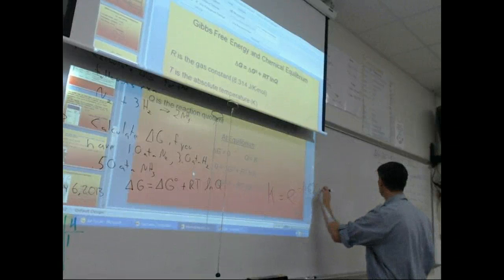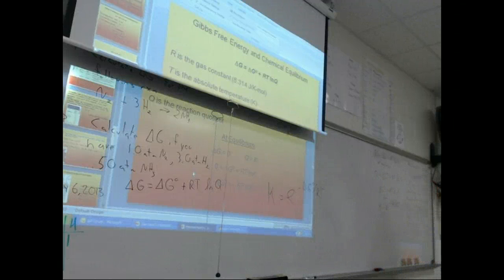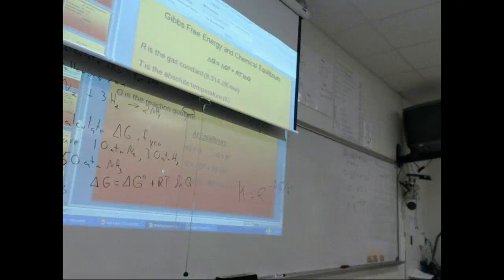So K is equal to, what's E? E is the anti-natural log. There you go. We're solving for K, so we have to undo this. So we've just rearranged this so we can solve for K. Is that on your bestie? If it's not, then we need to be able to manipulate it ourselves.